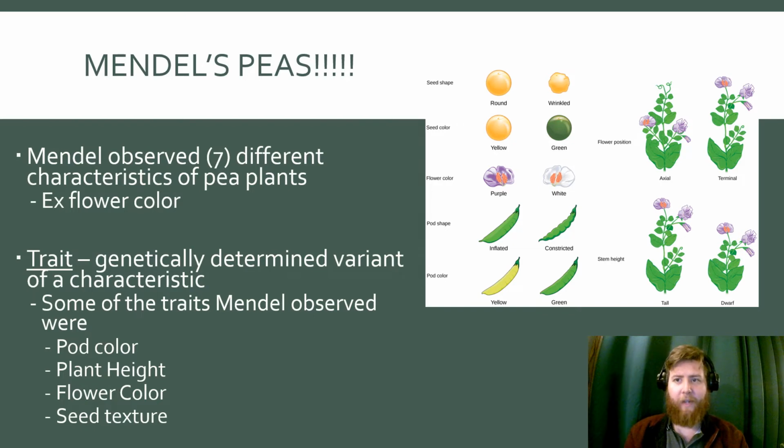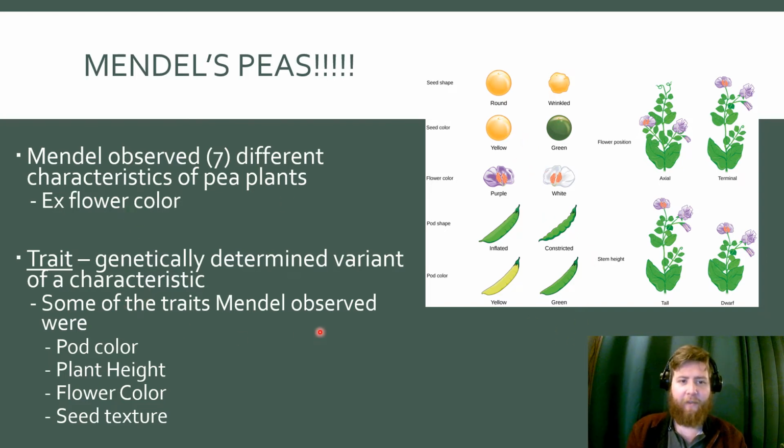So Mendel worked on pea plants in the monastery, and he was looking at 7 different characteristics of pea plants, trying to grow the perfect pea. The traits that he looked at, and you can think of a trait as just any genetically determined variant of a characteristic. So for seed shape, it could be round or wrinkled. For color, it could be yellow or green. These are all different traits that these seeds have. Flower could be purple or white.